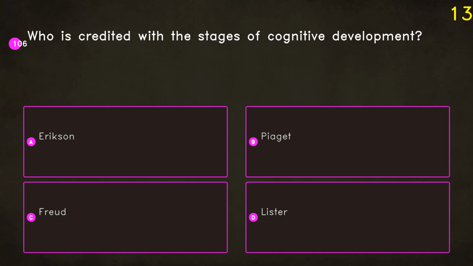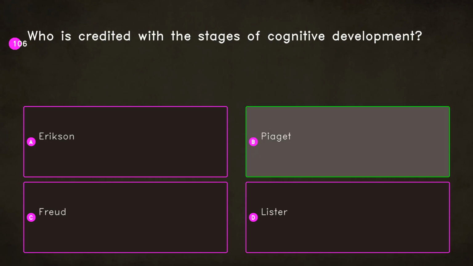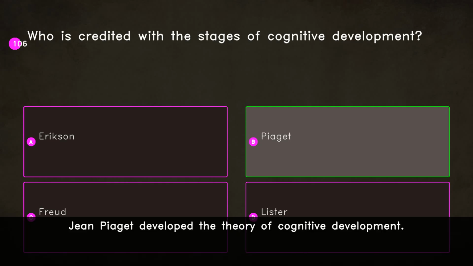Question 106. Who is credited with the stages of cognitive development? A. Erikson, B. Piaget, C. Freud, D. Lister. The correct answer is Piaget. Jean Piaget developed the theory of cognitive development.